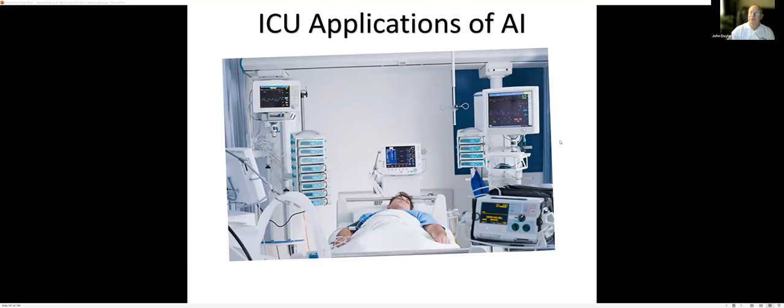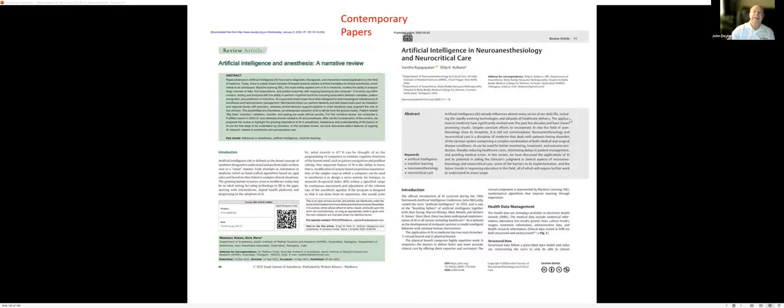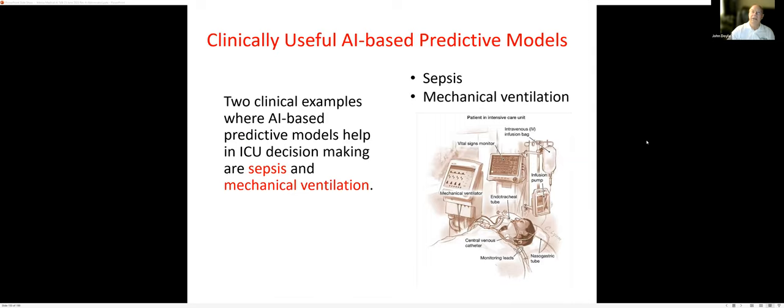In the intensive care unit, we have a lot of instrumentation, as illustrated here, a lot of monitors, and you can see the many infusion pumps for various drugs. In 1988, here's the same Perry Miller. He talked about artificial intelligence research in anesthesia and intensive care. Since that time, there's a lot that has gone on. Here are some contemporary papers from the year 2000 and 2022, showing that there's a variety of new developments in these survey papers that are commonly used.